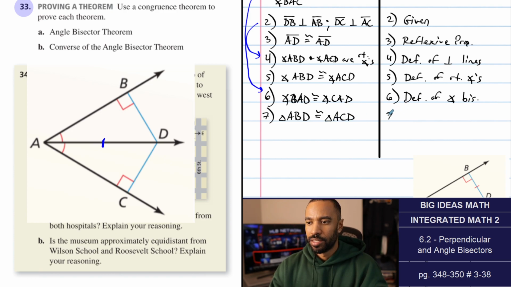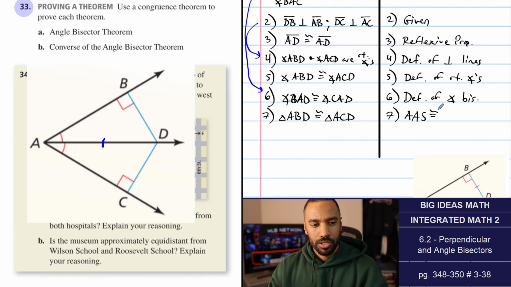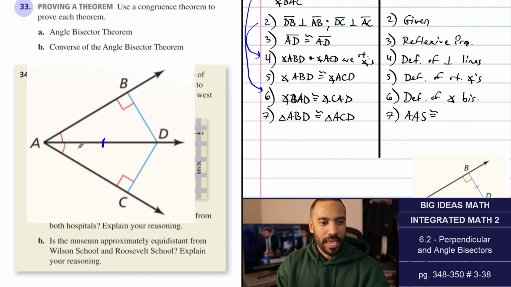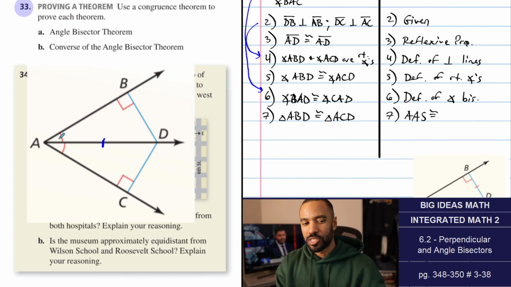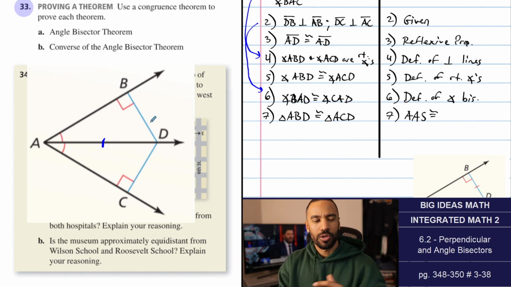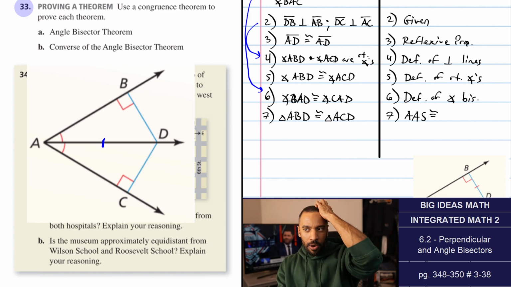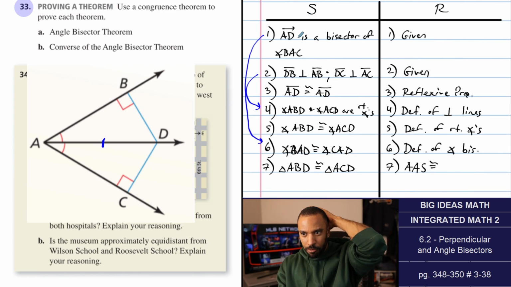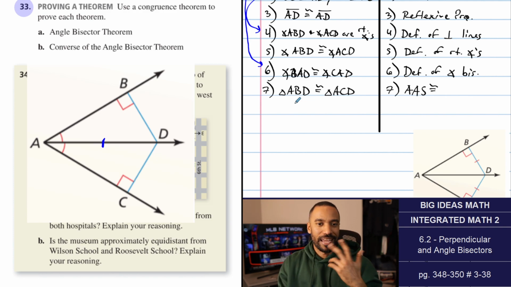Now by angle side. So I got angle side. See, before I was looking at my diagram and saying, hey, look, I have angle side. Hey, this thing works out. No, yeah, we have to go more based off the information that we have to write this stuff out. We can't just say, look at it.